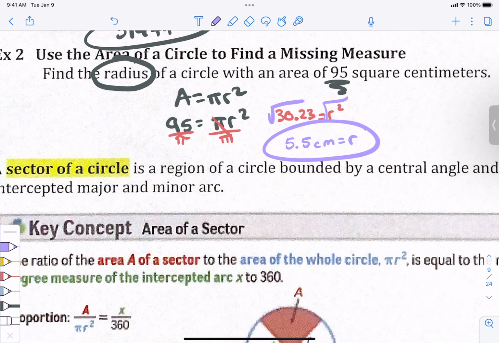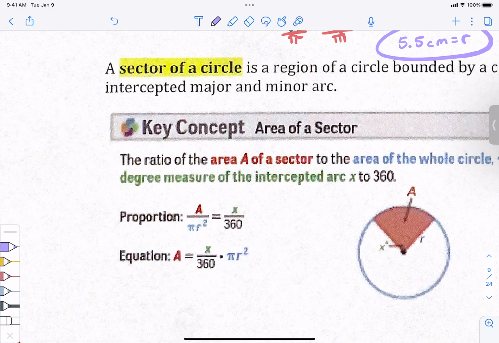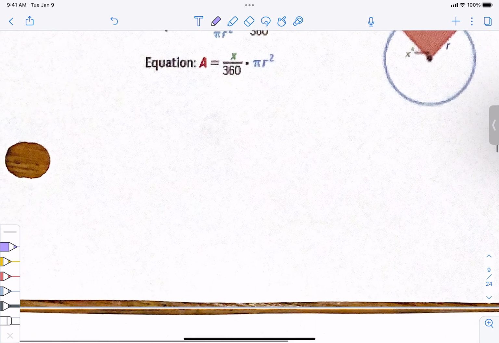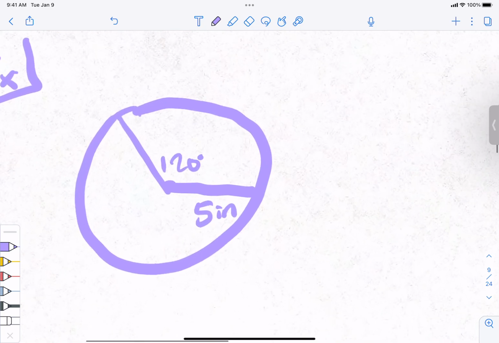Okay. All right, now the next thing is the hard part. We're talking about sectors of a circle. It's not really that hard. So I'm going to give you an example down here of sectors that we've done before. And this example, let's say, is 5 inches. And we'll say 120 degrees. We've done problems before that look like this.